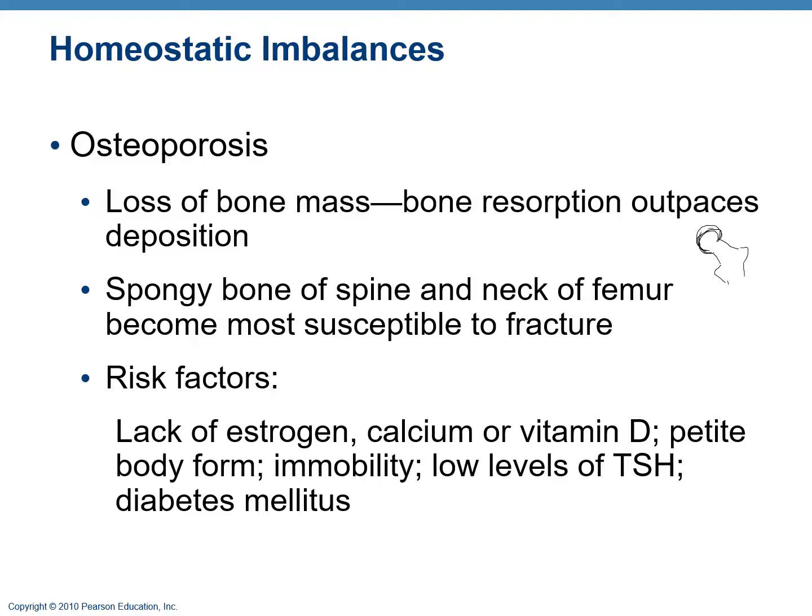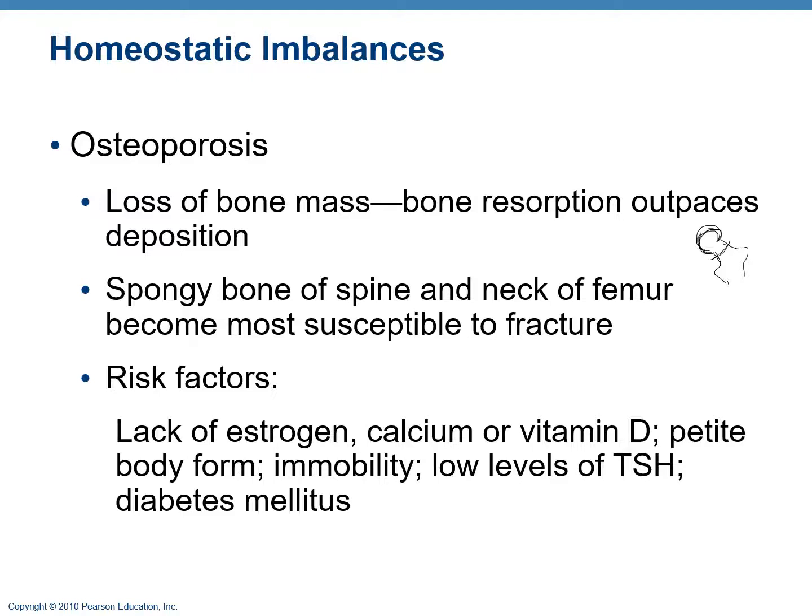This is supposed to be more round. But this is the ball of the ball and socket joint of the hip, and the neck of the femur is right here. So this is very susceptible to fracture just because it is a fairly thin bridge of bone, basically, and it's supporting a lot of the body's weight.